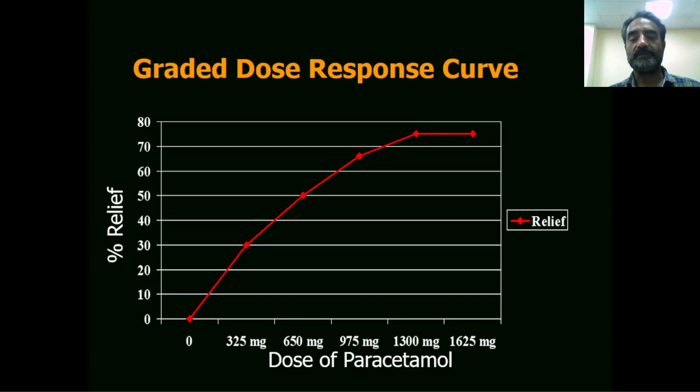Now this particular slide, it shows the graded dose response curve. Now we can see on the x-axis it is the dose of a drug paracetamol, which is an analgesic agent, and as the dose is increasing from say 325 to 650, 975 as shown, the effect of the drug, which is the relief from the pain, that is also increasing, and it goes on increasing with the dose, ultimately reaching a plateau so that the maximal effect has been achieved.